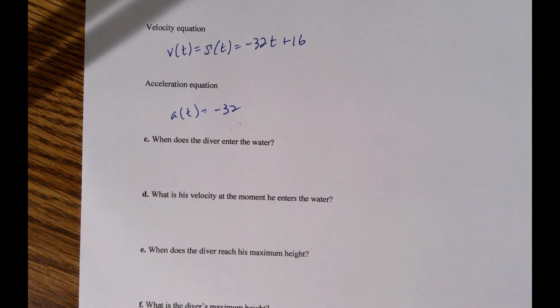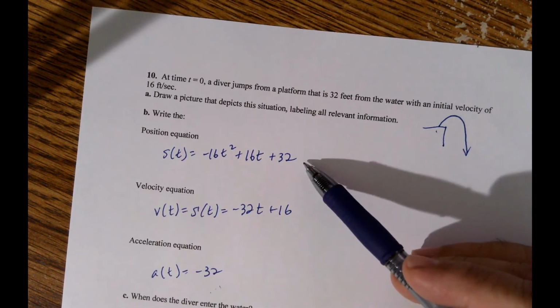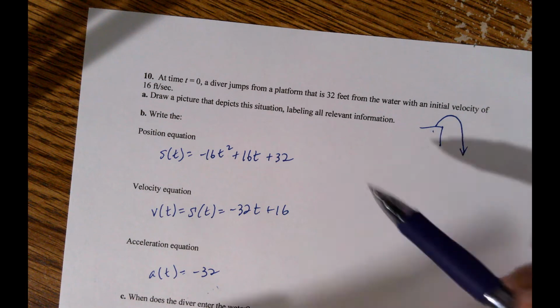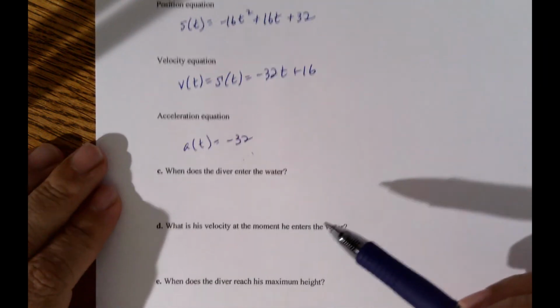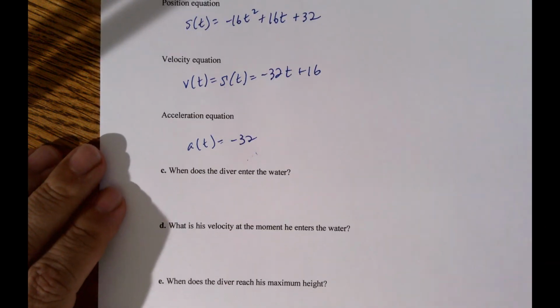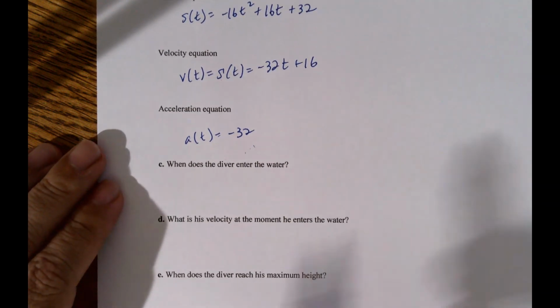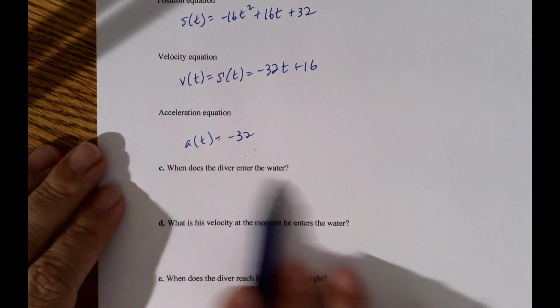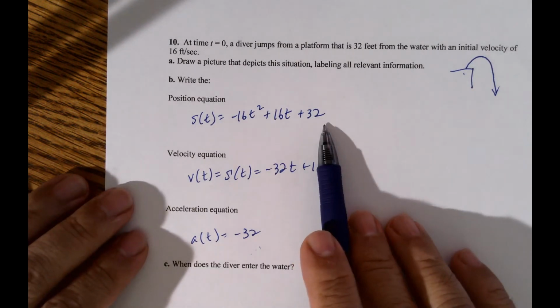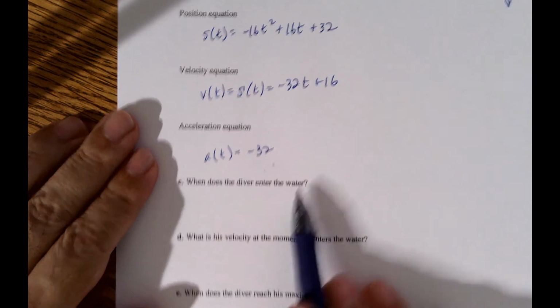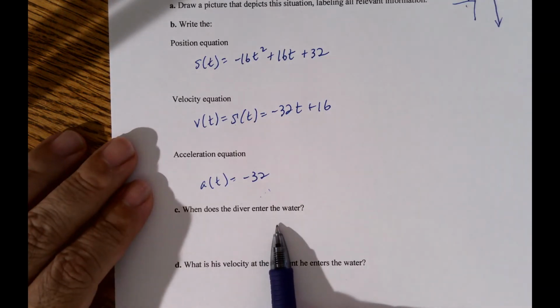Okay, moving on. When does the diver enter the water? So remember, position is off the ground. Water is considered ground level at this stage. I understand that may be different, but we're basically going to assume the distance from something is the distance from this thing. So when does the diver enter the water? Basically, when is this equal to 0?